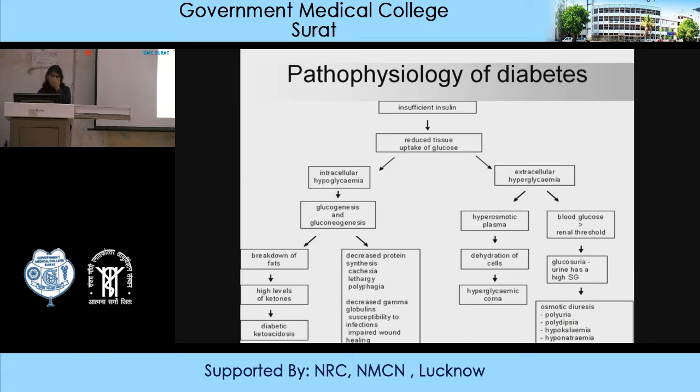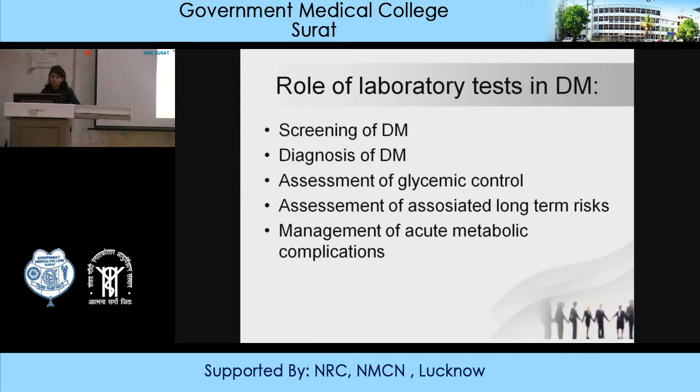Okay, so now let's come to our prime topic for today, that is the role of laboratory investigations in diagnosis of this disease. We are primarily dividing it into 5 different facets. First one is role in the screening of disease. Second is role in the diagnosis of disease. Third is role for the assessment of glycemic control. Fourth one is role of laboratory test in assessment of long-term risk. And the fifth one is in the management of acute metabolic complication. Now let's learn all this in depth one by one.